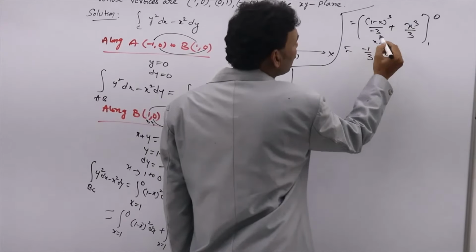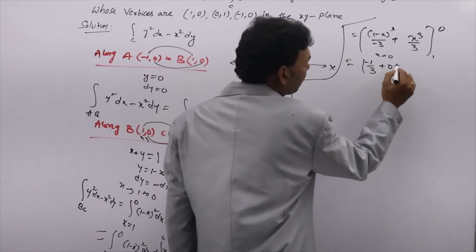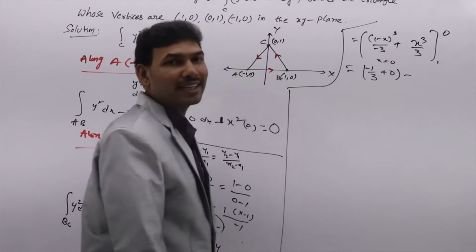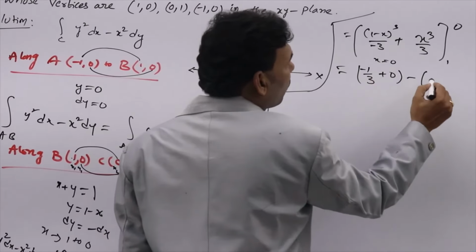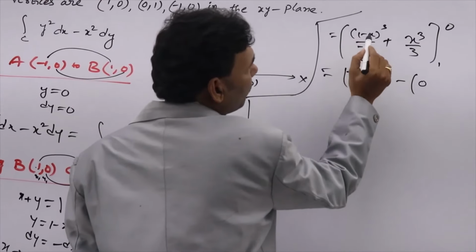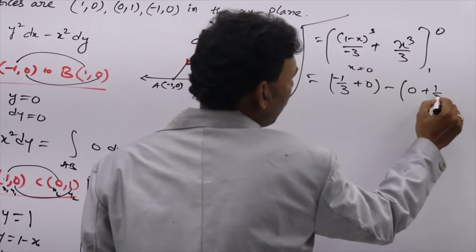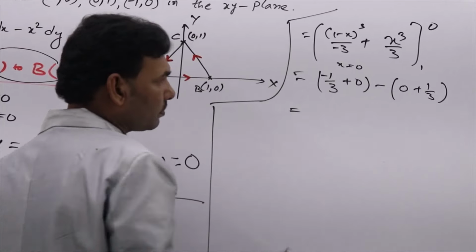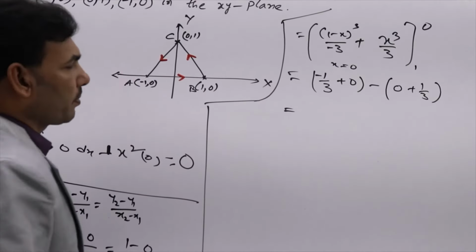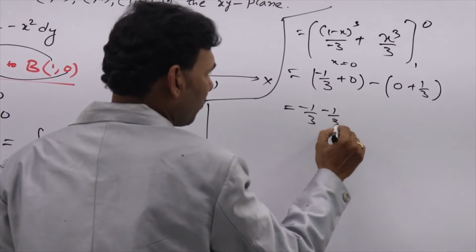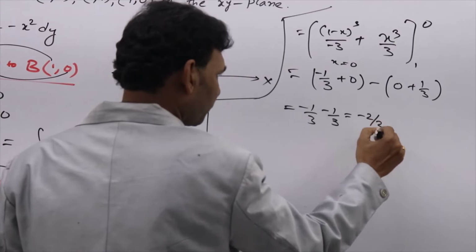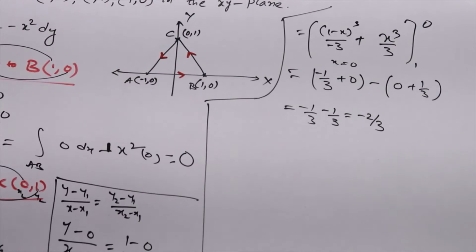When you write in the place of x 0, this is the upper limit, minus the lower limit: write in the place of x 1. If you write in the place of x 1, 1 minus 1 is 0, 1 minus 1 is 0, plus 1 by 3. So what you will get? Minus 1 by 3, minus into plus, minus 1 by 3. Minus 2 by 3 we will get along BC.